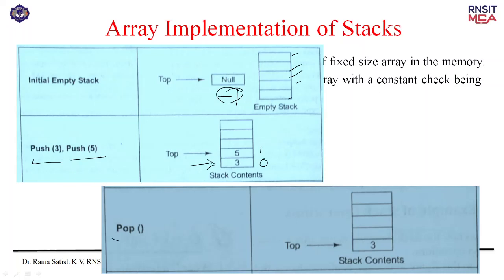Similarly, whenever you do a pop operation, the topmost element 5 gets removed and top reduces by 1. Earlier it was pointing to 1. After doing the pop operation, it reduces to 0, and you can see top is pointing to the 0th location, that is 3. This is how the operation happens.